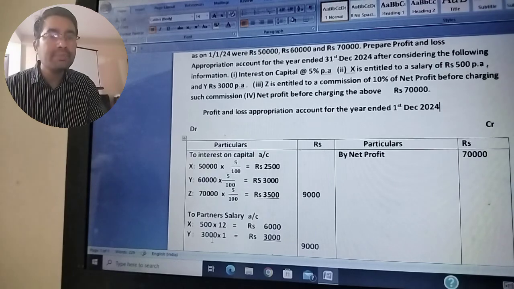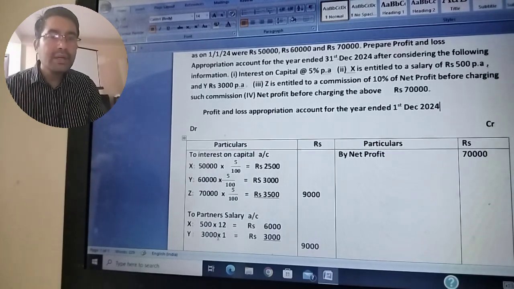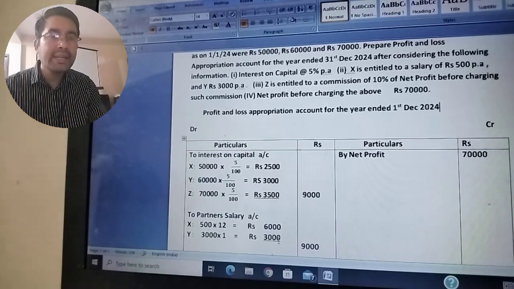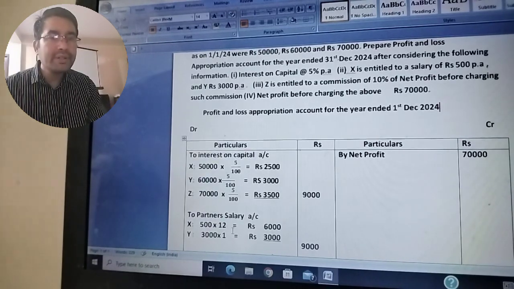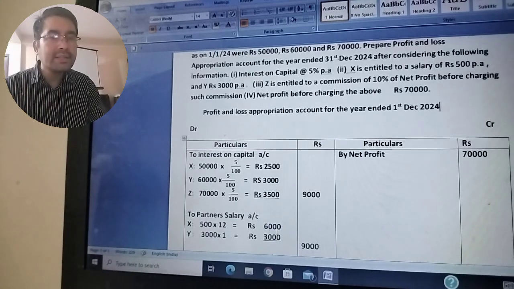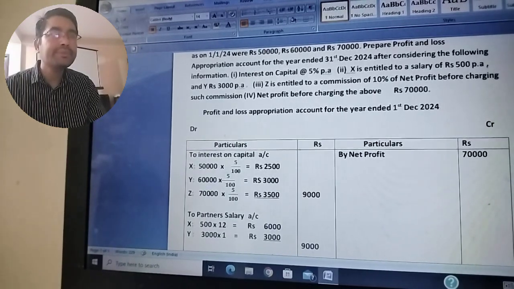For Y you don't have to multiply, or you can multiply by 1, because 1 year means 1. So 3,000 into 1 for Y directly, and X is per month, so you need to multiply by 12. Altogether it is 9,000. So you got my point. Partner's salary is on the debit side. 500 into 12 is 6,000 annual salary, and Y's annual salary is 3,000. So this is very important.